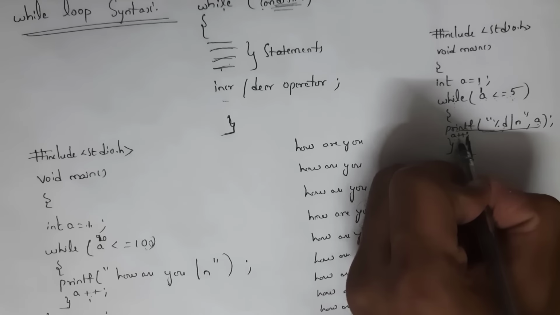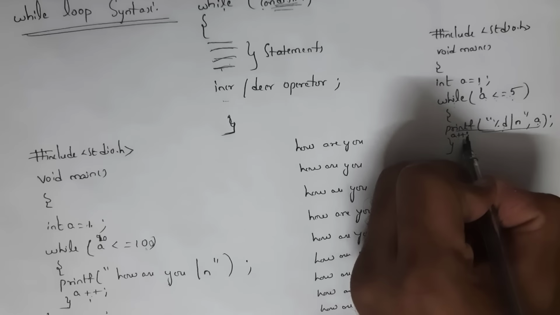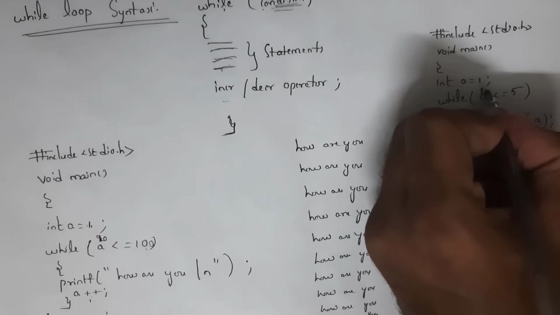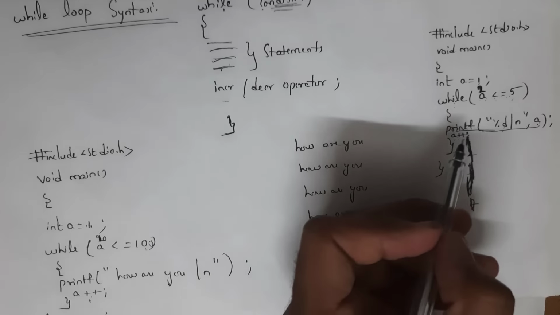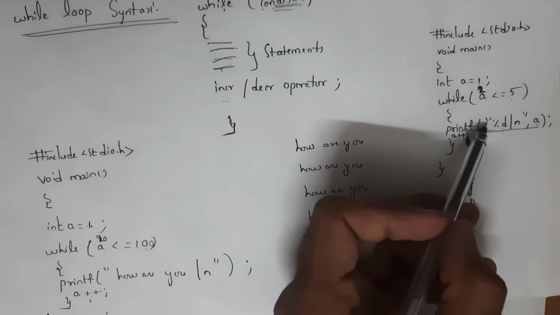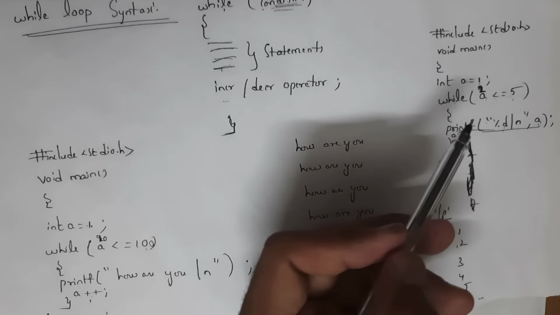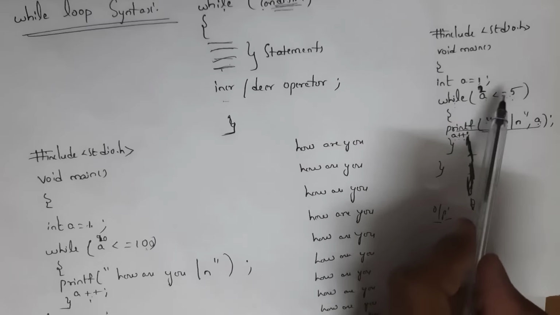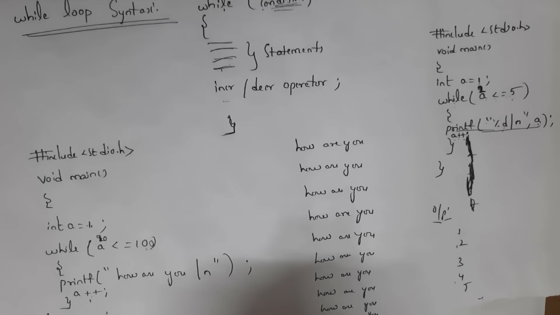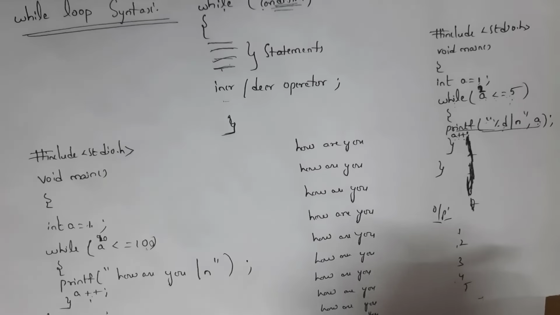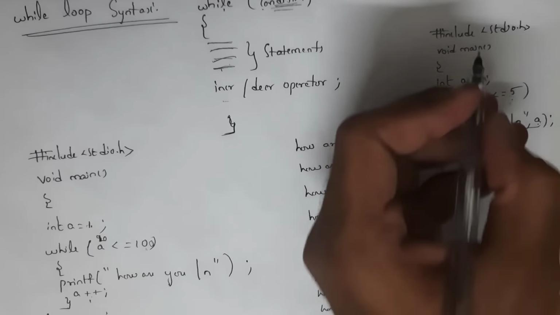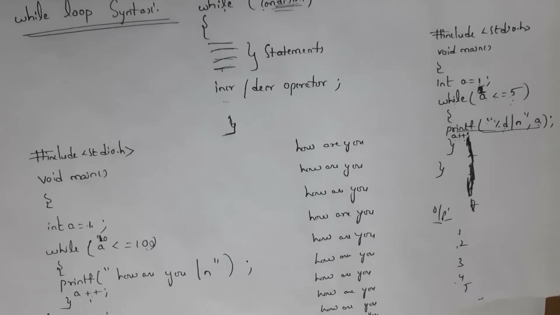By using the increment operator a plus plus, it will increment the value 1. So after incrementing, I will get value 2. 2 is less than 5, the condition is satisfied, so it will print 2. And again it will increment the value to 3. 3 is less than 5, so it will print 3. Again it will increment the value to 4. 4 is less than 5, so it will print 4. And again it will increment the value to 5. 5 is equal to 5, the condition is satisfied, so I will get output 5. Again it will increment the value, that is 6. 6 is not less than or equal to 5. 6 is greater than 5. So it will break the while loop.